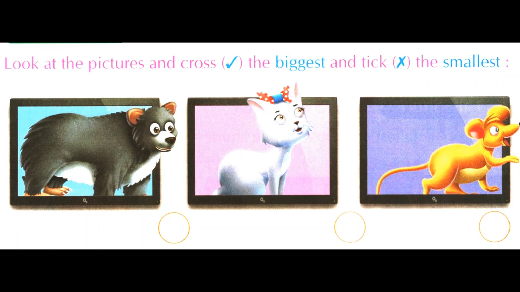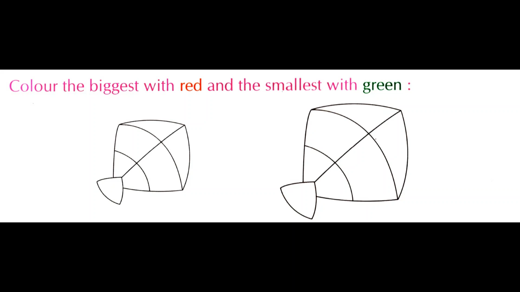In the next picture, color the biggest with red and the smallest with green. In this picture, you have to compare these two kites, which one is small and which one is big. The big one you have to color with red and the small one you have to color with green.